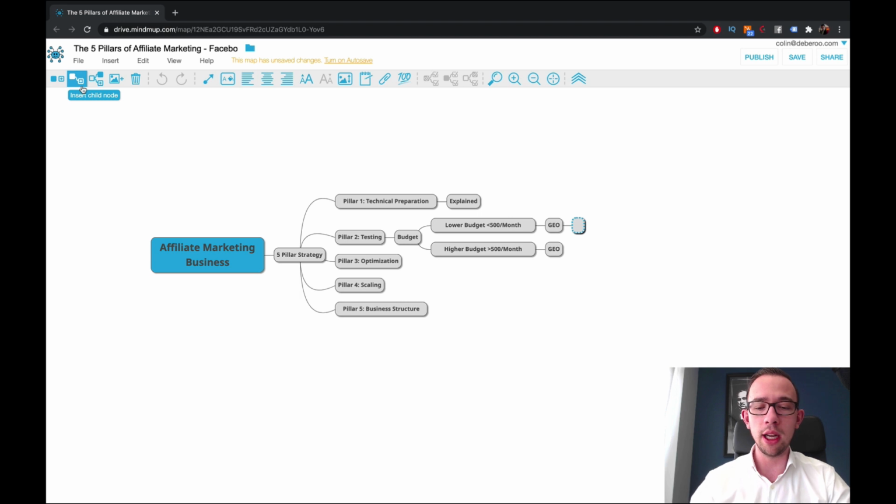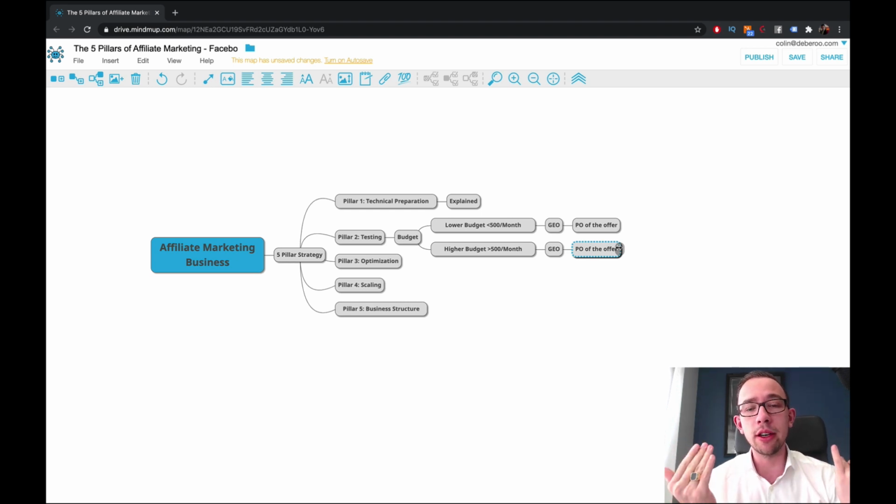Next to the geo, it's the payout of the offer. The payout of the offer needs to be relative to what you have. For example, if you have $500 to spend per month and your product costs $100, then you need to make at least 5 sales, which is very little data for us to work with and go on to the next pillar. So it might not be the best strategy.